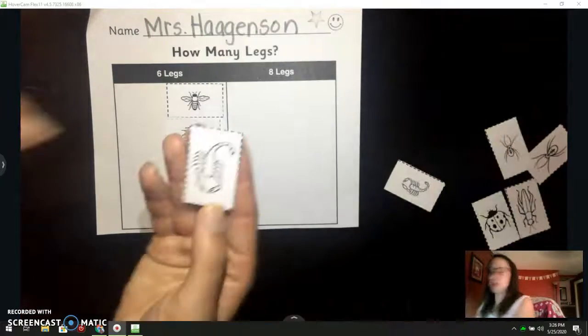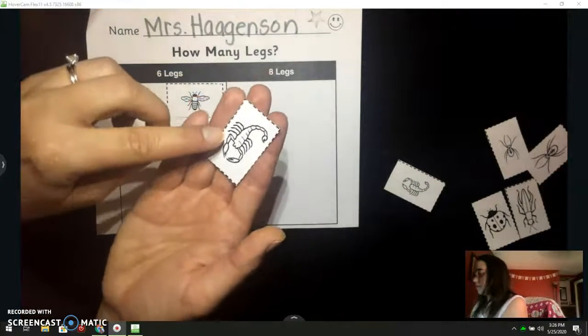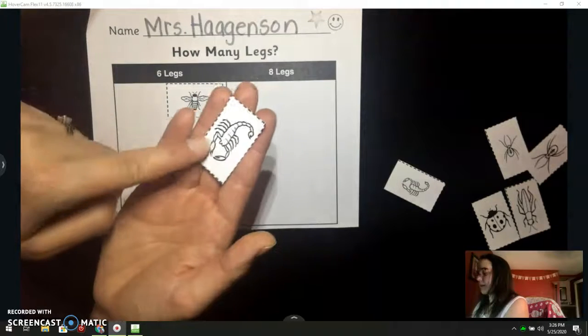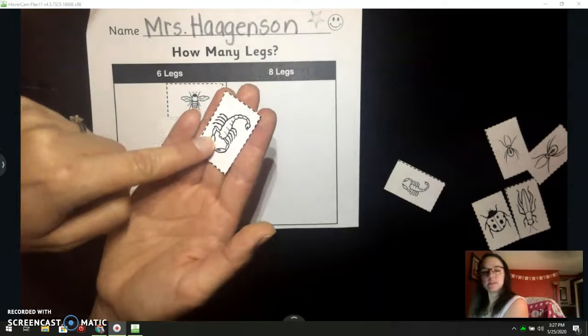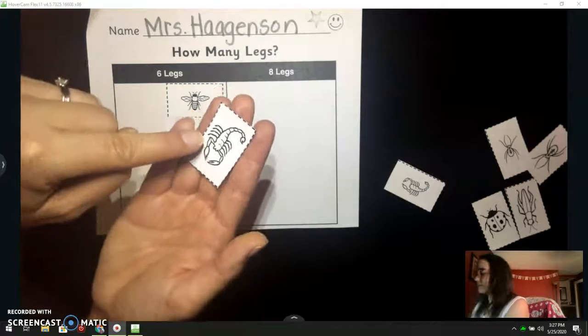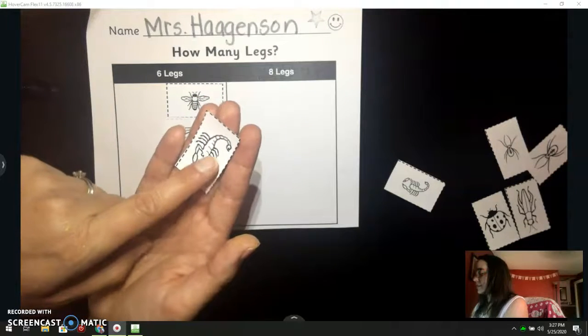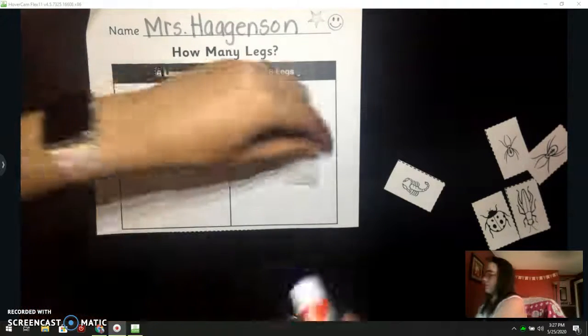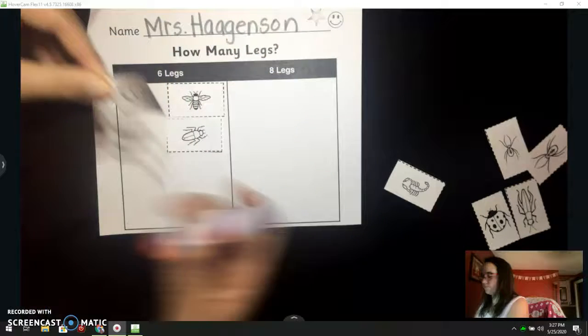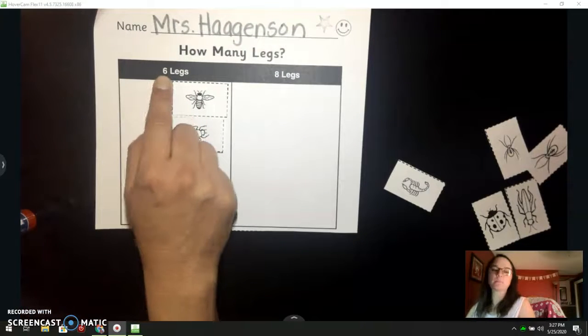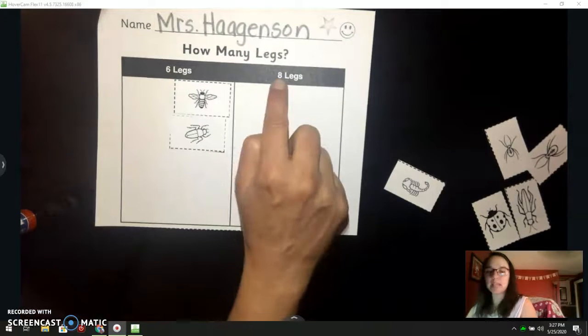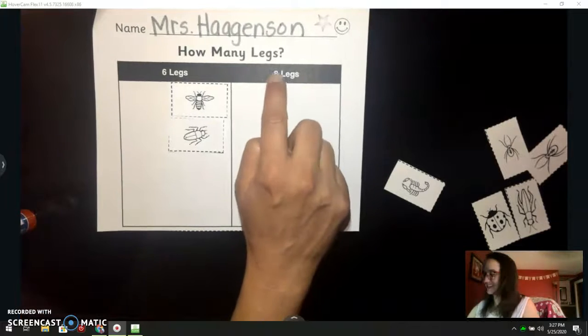Let's look at this big scorpion. We're just going to count these ones in the back. These ones are claws. I don't think that they're counting them as legs. 1, 2, 3, 4, 5, 6, 7, 8. Put some glue on him. Is this 8? This one, yes.